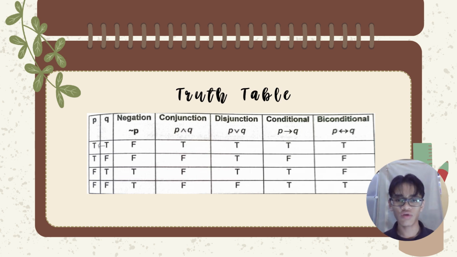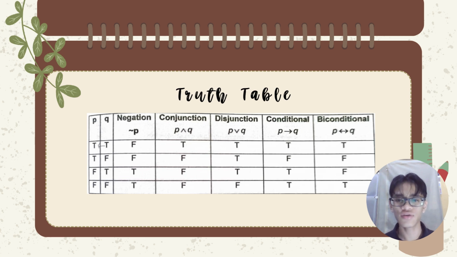So for the fifth column, disjunction, P or Q. For this, if P is true or Q is true, or both P and Q are true, then P or Q is true. Otherwise, P or Q is false. So, for example, if P is true and Q is false, it will still return true. But if both of them are false, then it will return false. So the truth values of this column are true, true, true, false.